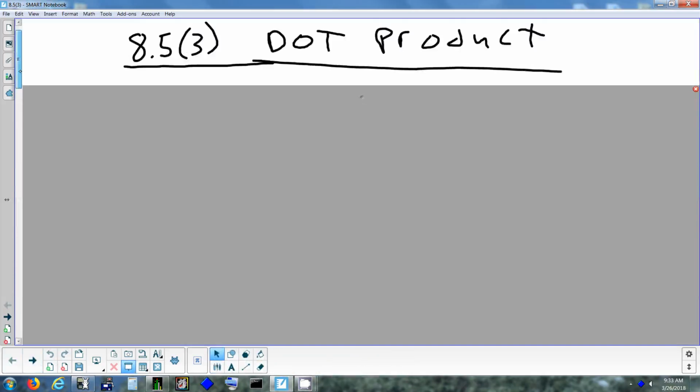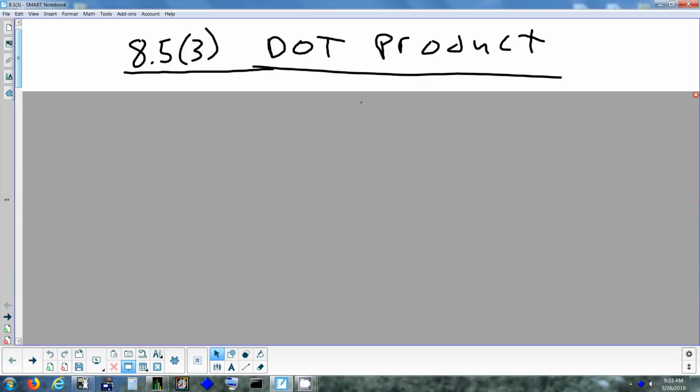All right, so dot product, 8.5, part 3. So we've done a lot of different things with vectors. We've added them, subtracted them, scaled them, found the length of them, but we've never multiplied them.